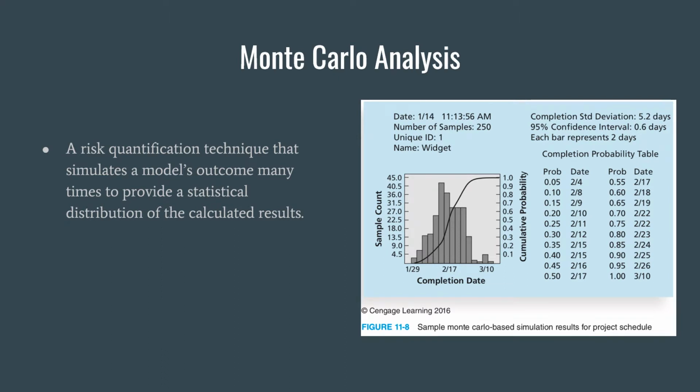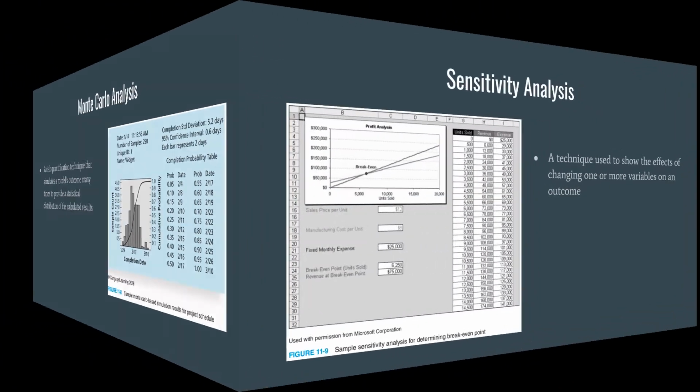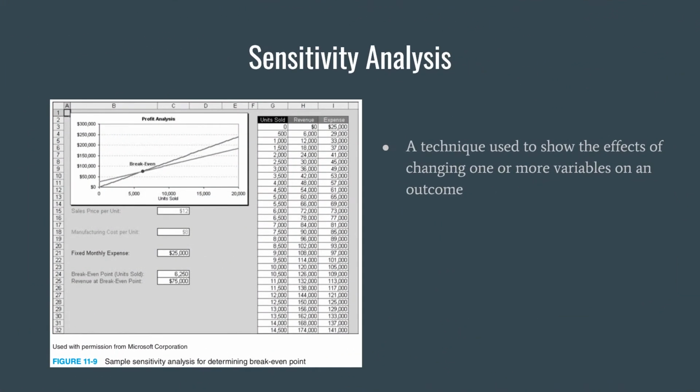Monte Carlo analysis is a risk quantification technique that simulates a model's outcome many times to provide a statistical distribution of the calculated results. Sensitivity analysis is a technique used to show the effects of changing one or more variables on an outcome.